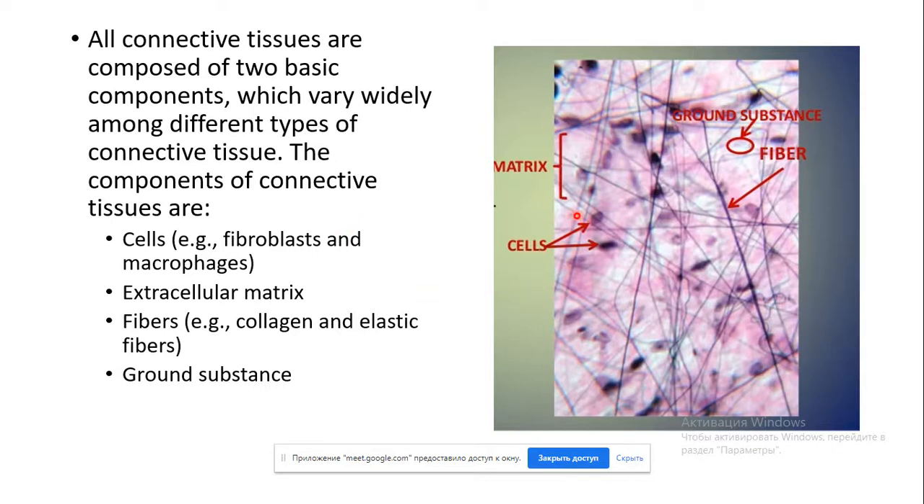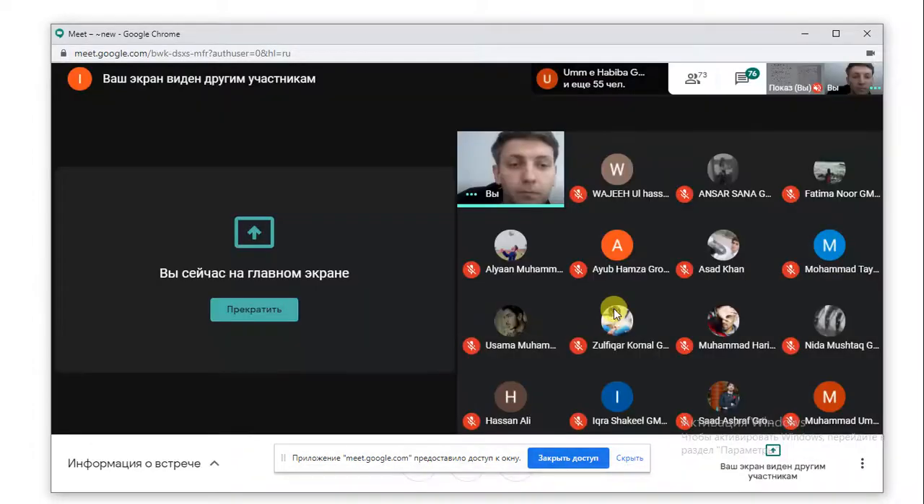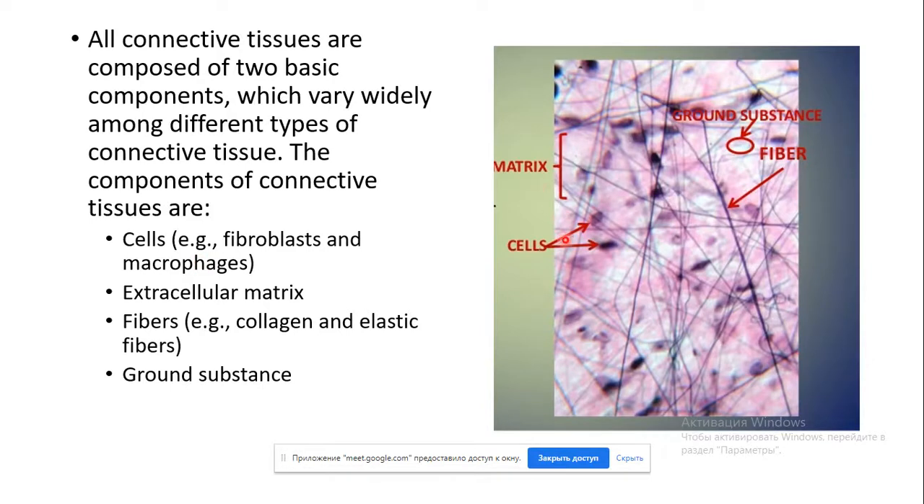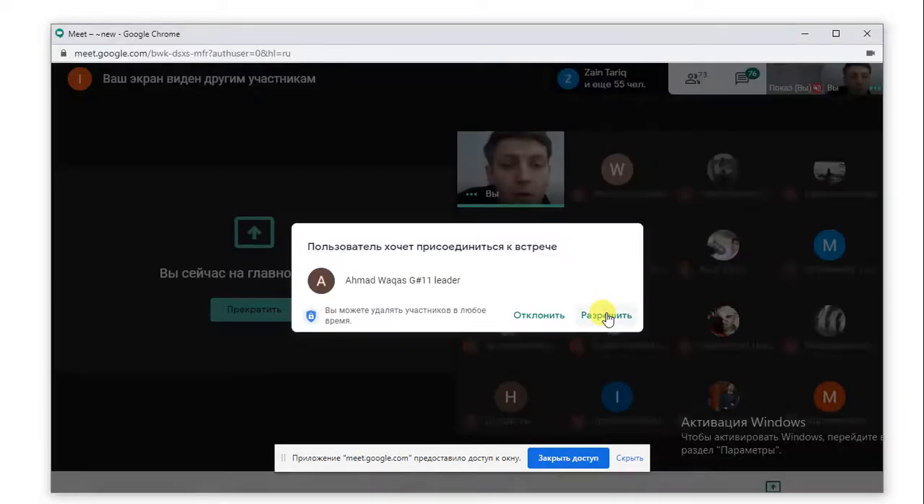Okay, and the structure of connective tissue. First of all, connective tissue is composed of two main components: cells and extracellular matrix. And the extracellular matrix itself is composed of ground substance and fibers. In the very beginning we will discuss cells first. We have cells which produce the extracellular matrix, and the extracellular matrix is composed of fibers, like collagen fibers, and ground substance which is present in the media. Between them it's a liquid, gel-like material. So let's move forward.